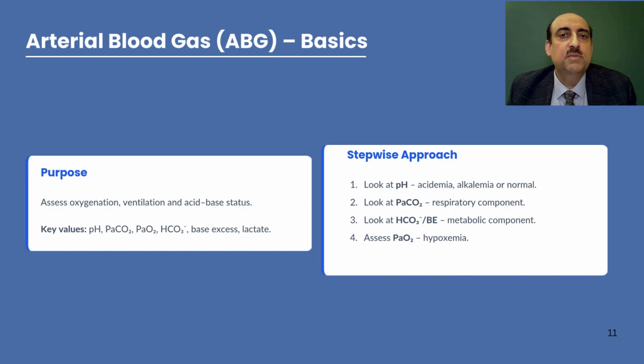Then you look at the bicarbonate. Is the bicarbonate low, indicating acidosis? Is it high and indicating alkalosis, or is it normal? Again, change in bicarb should be in relation with the change in pH and CO2. And also look at the oxygenation for hypoxemia.